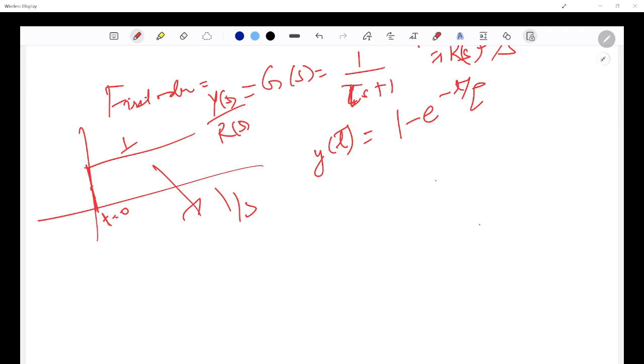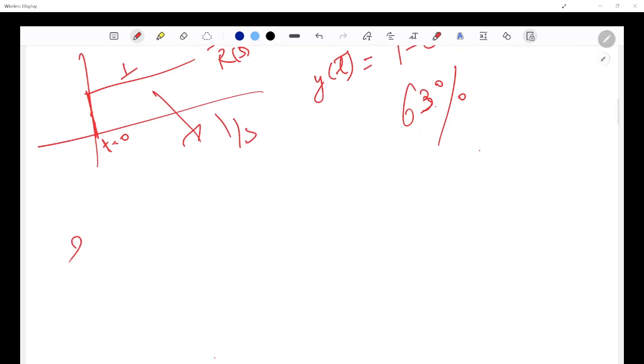The time constant is defined as the time when the output reaches 63% of the steady state value. What would happen if your tau is increasing? That means the output achieves 63% at a much later point of time, which means that the system is a slower system.